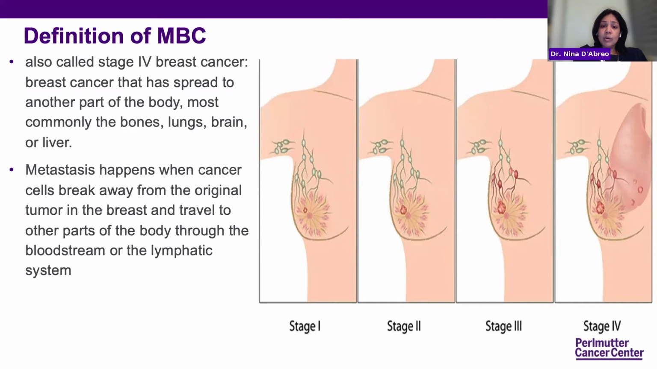The one thing that we know is that even if it spreads to one site versus two sites or three, we still call it stage 4 or MBC. So in general, there's no difference in stages, at least clinically. Why does this happen? It happens when cancer cells break away from the original tumor in the breast, travel through the lymph nodes, and then travel through either the bloodstream or the lymphatic system, and then can take root in other parts of the body. And we know that different kinds of breast cancer have a propensity to grow in different organs. For example, HER2-positive breast cancer does have a propensity to have brain metastases, but in general, the bones, the lungs, the brain, or the liver are the most common sites.